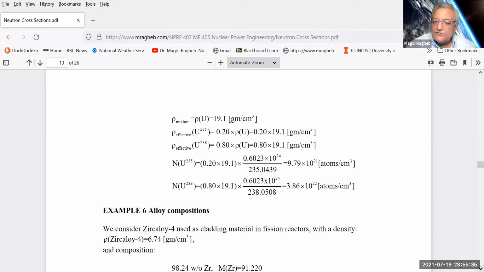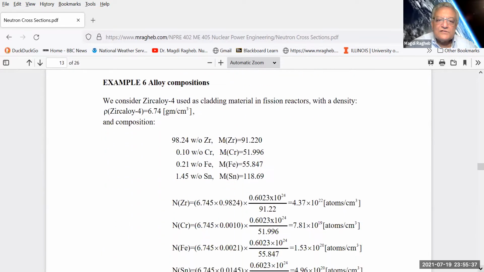The same applies to alloy compositions. For instance, zirc alloy 4, that is an alloy of zirconium. Zirconium has interesting properties in nuclear reactors. It is used for the cladding, or the can, that contains uranium dioxide fuel. And the zirconium has two interesting properties.